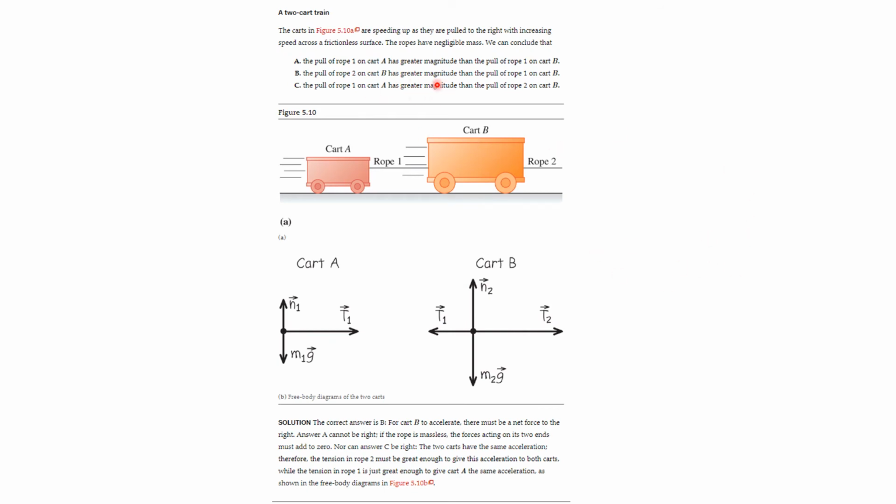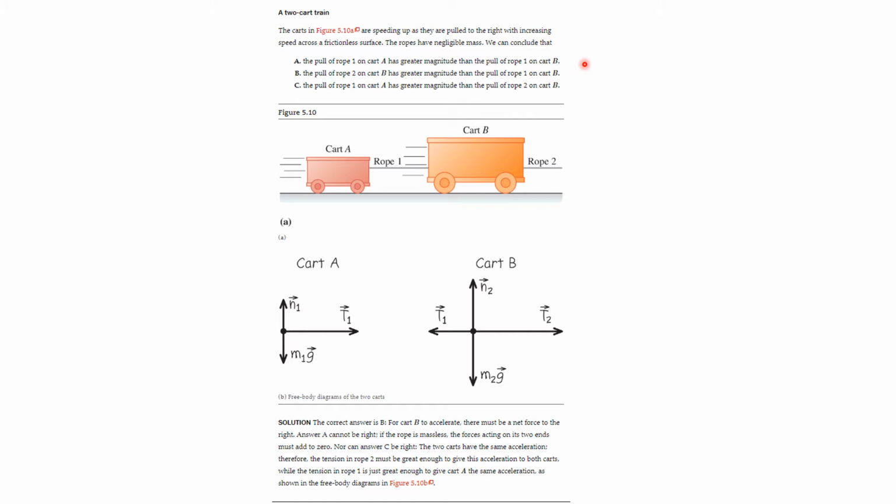Now this is almost an exit problem here. We're talking about, do you understand what's going on here? So in this figure you have cart A, rope 1, cart B, which looks bigger, and rope 2, and they are speeding up as they are pulled to the right. Speeding up means there is an acceleration to the right with increasing speed, and it's a frictionless surface. Assume the ropes have negligible mass, so what can we conclude?